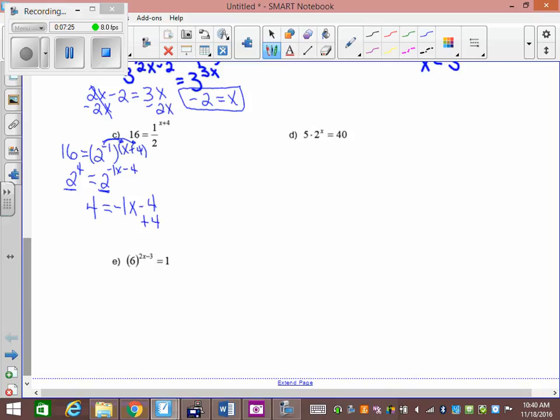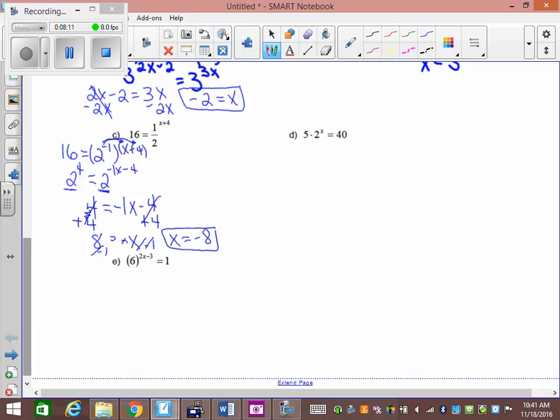Add the 4. 8 equals negative x. Is negative x okay to be an answer? No. So we have to divide by negative 1. So x actually equals negative 8. So 16 equals a half to the negative 8 plus 4. So a half to the negative 4. A half to the negative 4 is like 2 to the positive 4. 2 to the positive 4 is 16. So you know you're right. D.